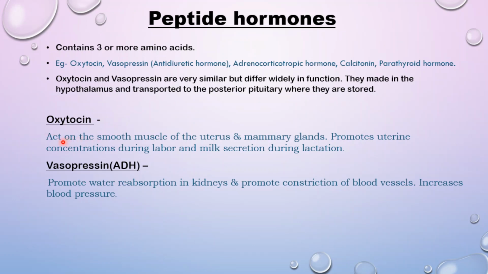Oxytocin acts on the smooth muscle of the uterus and mammary glands, promotes uterine contractions during labor and milk secretion during lactation. If we talk about vasopressin or ADH, it is an antidiuretic hormone. As I said earlier, it promotes water reabsorption in the kidneys and promotes constriction of blood vessels, which increases blood pressure.